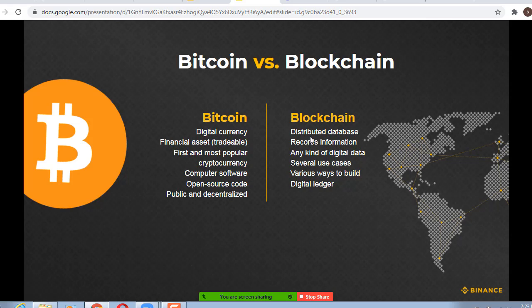Now, blockchain is a distributed database that records any kind of digital data, has several use cases and various ways to build it, and it is a digital ledger. So Bitcoin operates on the blockchain. Bitcoin as a cryptocurrency operates on the blockchain. That means without the blockchain, Bitcoin won't function. That's what it means.